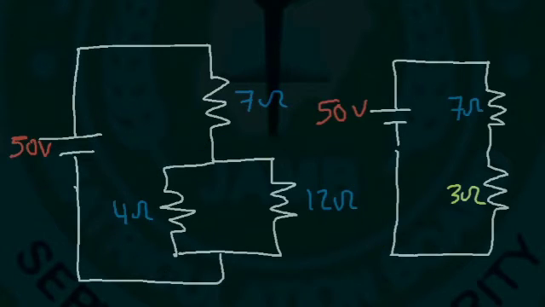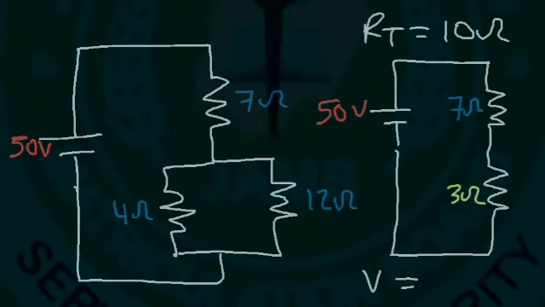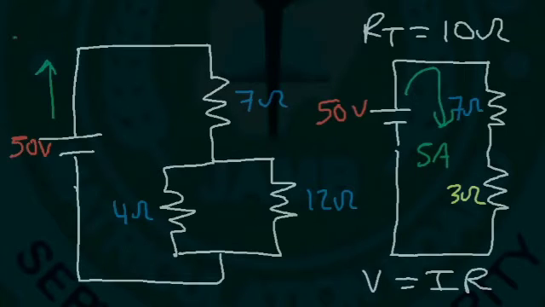Now let's go ahead and calculate the total resistance of the circuit on the right side. So the 7 ohm resistor is in series with the 3 ohm resistor, so the total resistance is 10. So using V equals IR, we have a voltage of 50, a total resistance of 10. Therefore, the current that flows through this circuit is 5 amps. So we have 5 amps that leaves the battery. So we can get rid of this circuit at this point.